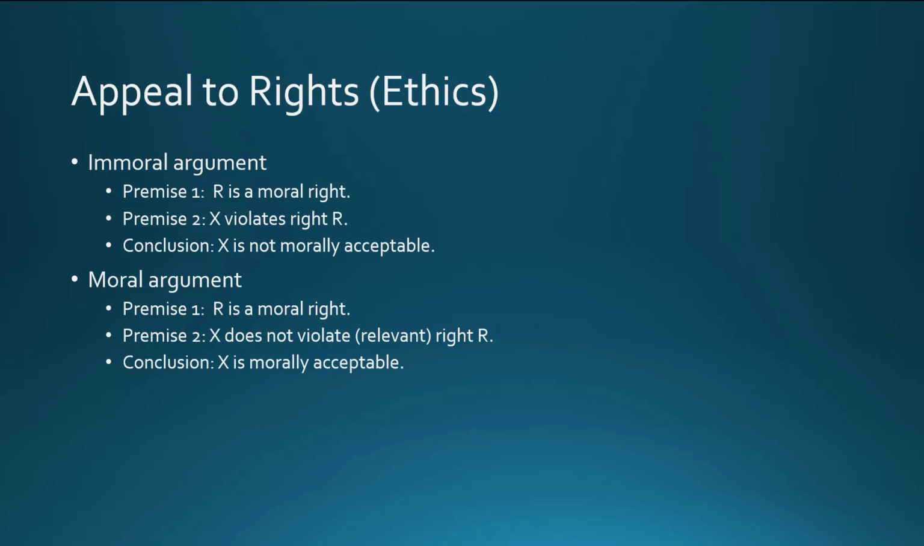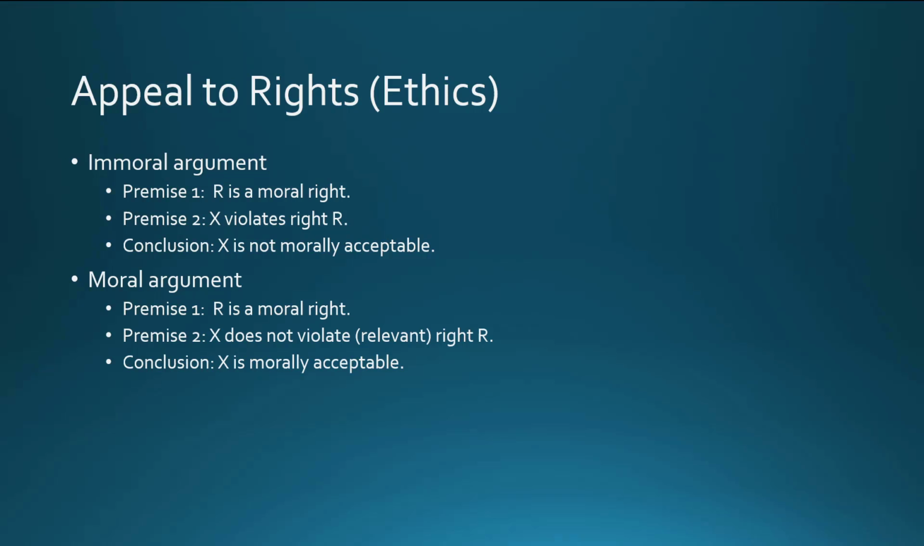For example, if you wanted to argue against, say, vaccine mandates, you could make the argument that a vaccine mandate violates the right to bodily autonomy. Or if you wanted to make an argument against the laws restricting abortion, that those laws violate bodily autonomy. And then you draw the appropriate conclusion that if something is a moral right and it is violated by some policy, procedure, or action, that would not be morally acceptable.